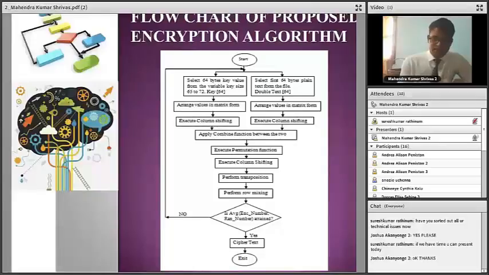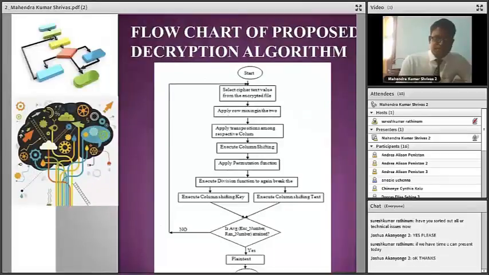Then, have we done this process for all of our data? If yes, then we have the final ciphertext, which is the encrypted text. Now this text is ready to be sent to our target audience. That is very secure and very confidential text. So this is our encryption process.